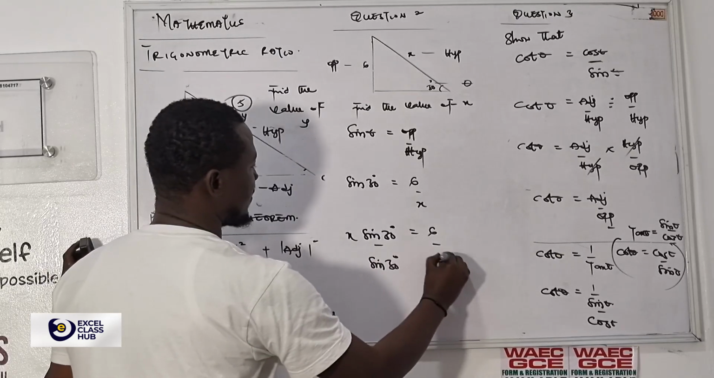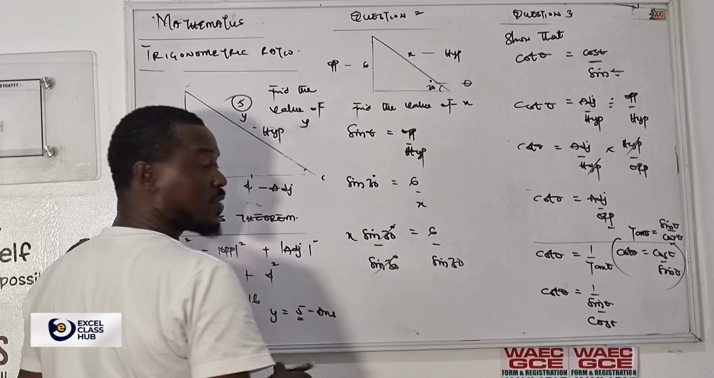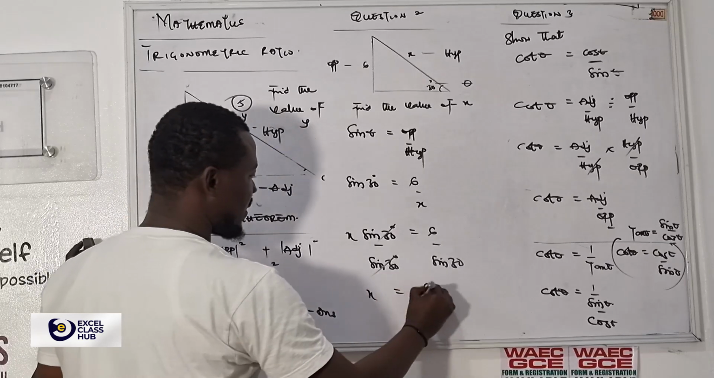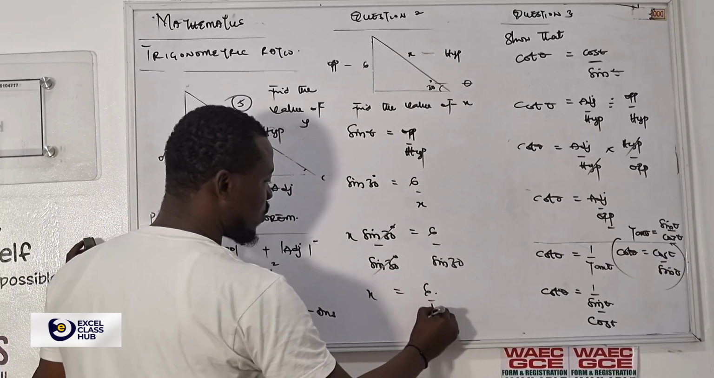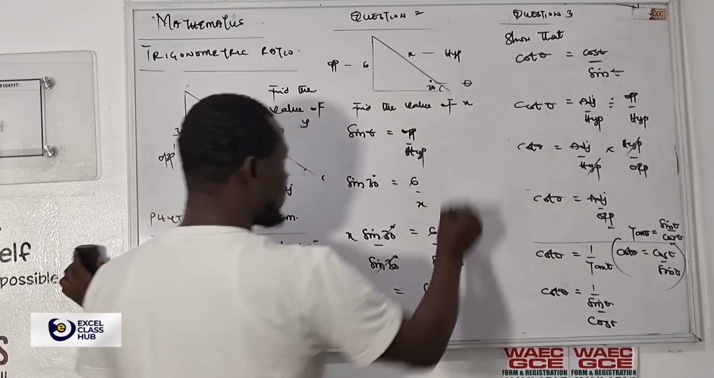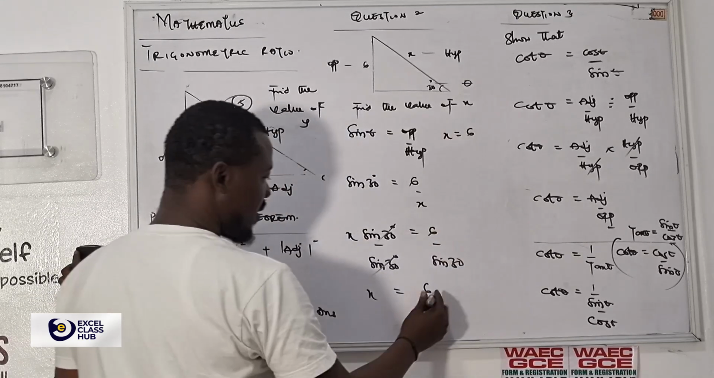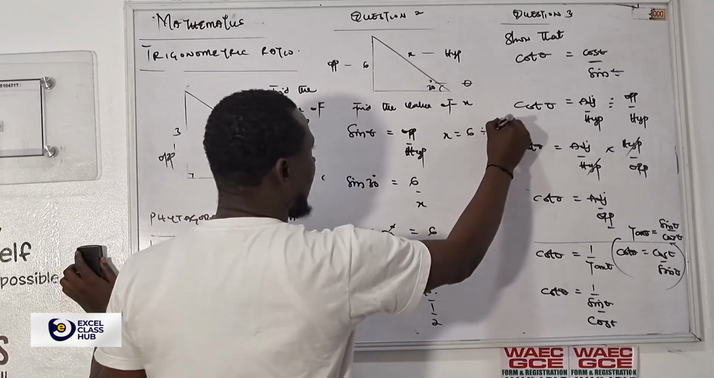Sine 30 degree. You know, this one cancels this one out. So that means my x should be what? 6 divided by what? Sine 30 is what? 1 over what? 2. So which means x will be what? 6 divided by 1 over 2.